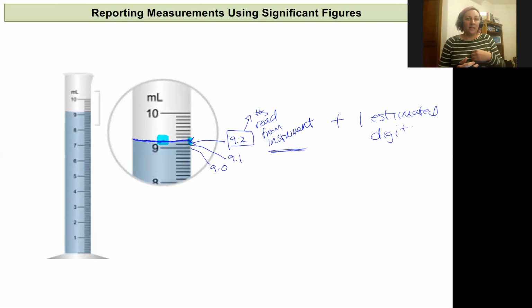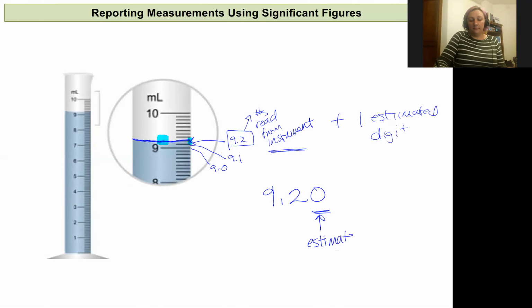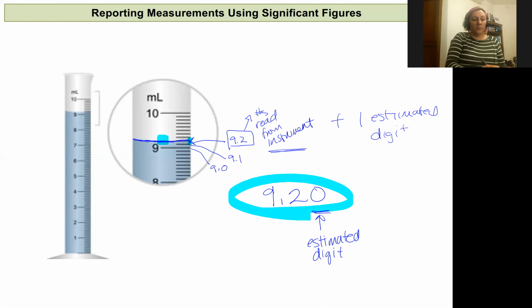So the way that I communicate that I think the measurement is coming directly to the 9.2 line is by reporting it as 9.20, where 0 is my estimated digit. That means altogether, I'm going to report 3 significant figures when I report the measurement of volume that I have right here.